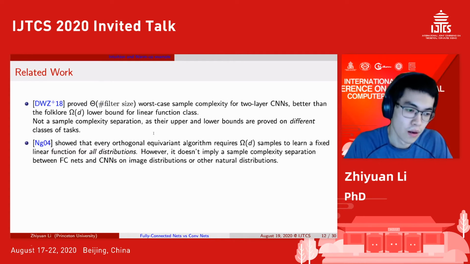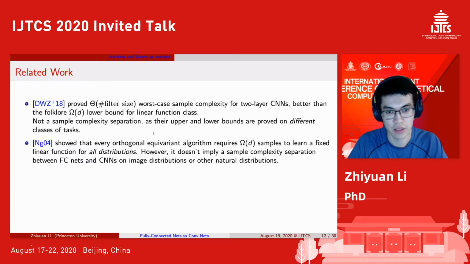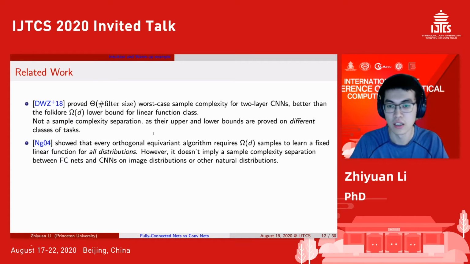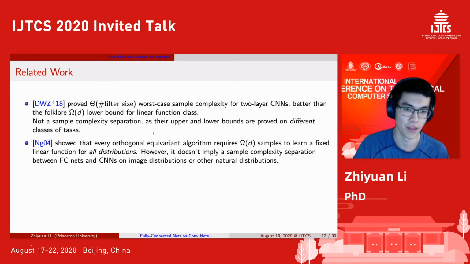So the most related work to this work is probably the paper by Andrew Ng in 2004. He showed that every orthogonal equivariant algorithm requires Omega(d) samples to learn a fixed linear function for all distributions. In other words, if the samples are fewer than d, then for any orthogonal equivariant algorithm, there will be a distribution such that this algorithm cannot learn this fixed linear function better than constant accuracy.